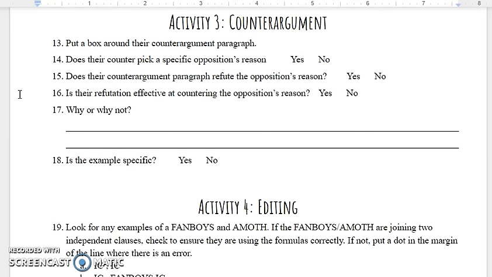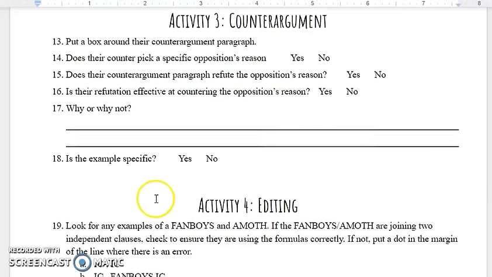And hopefully you don't have any changes. But if they said no, it's not effective, and then they explain why, then you need to go back into your counter argument and take care of that. You need to make sure that you have an effective opposition, or that you have an effective counter to the opposition.